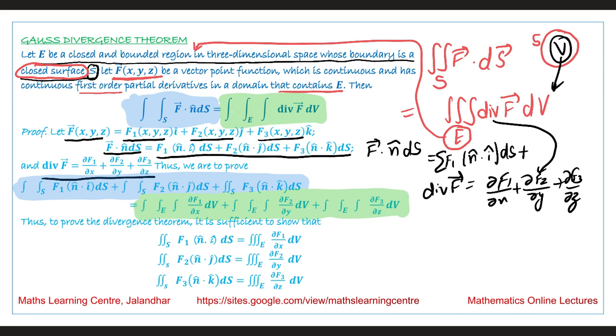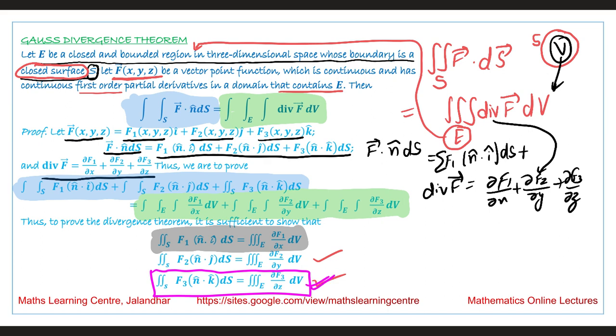So what we are going to prove now is that the double integral of f1 into n cap dot i cap ds is equal to the triple integral of curly f1 by curly x into dv. Similarly, we have to prove the second result and the third result. So we start the proof of the third result, the last one, and similarly on the same lines we can prove the first two.